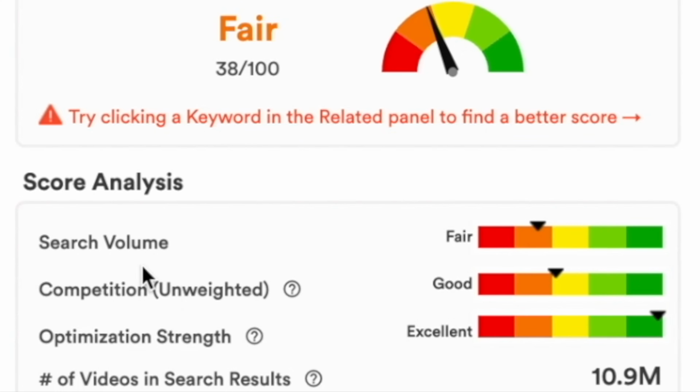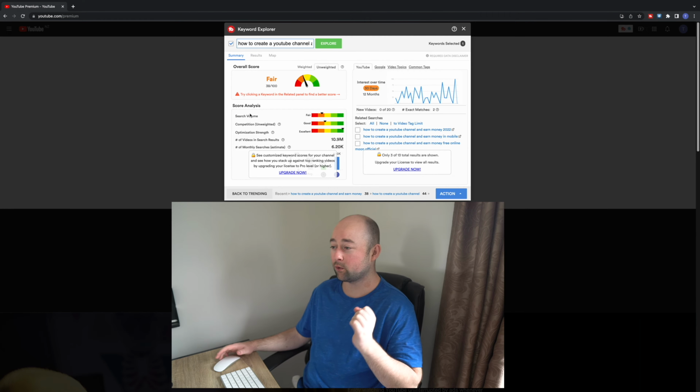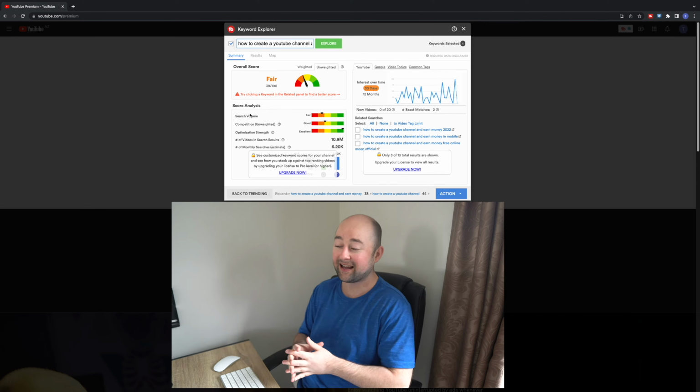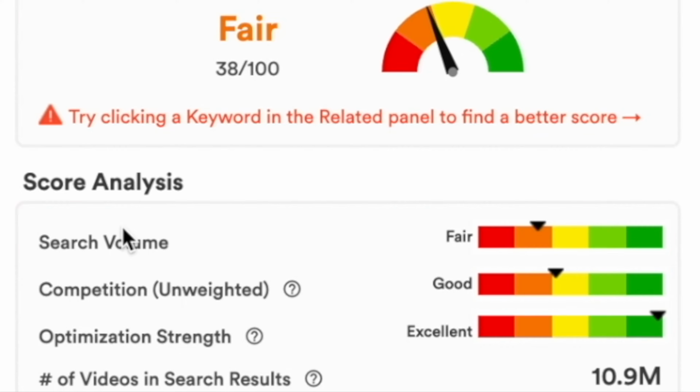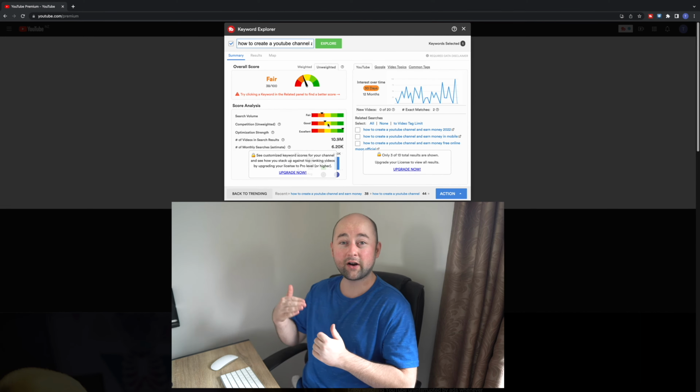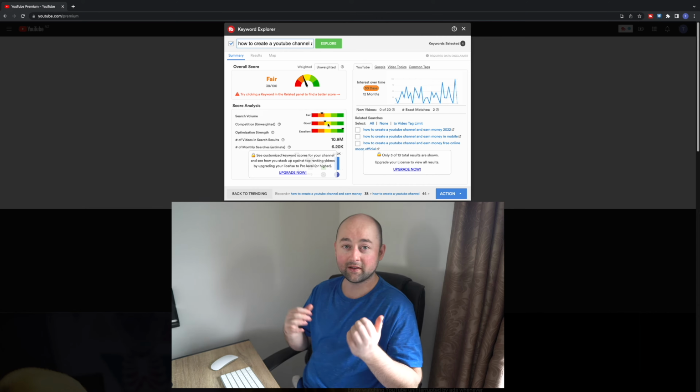Looking at the search volume straight away, we can see the search volume is a lot less, and that's why it's giving us a worse overall score. But this is not necessarily a bad thing. Okay, yes, there is less search volume. Now, let's have a look at the competition. The competition is in the yellow. It's actually saying it's good. So the competition is less competitive and we have a greater chance of actually ranking for this topic.